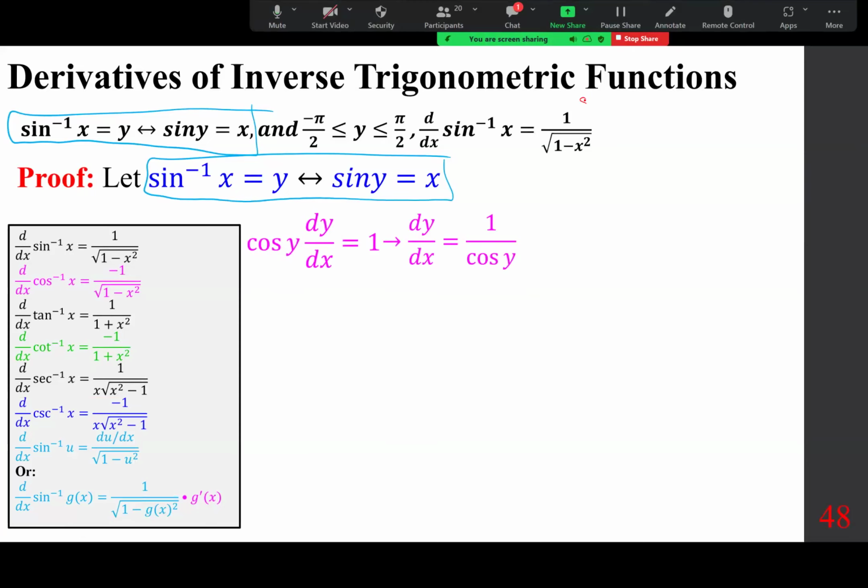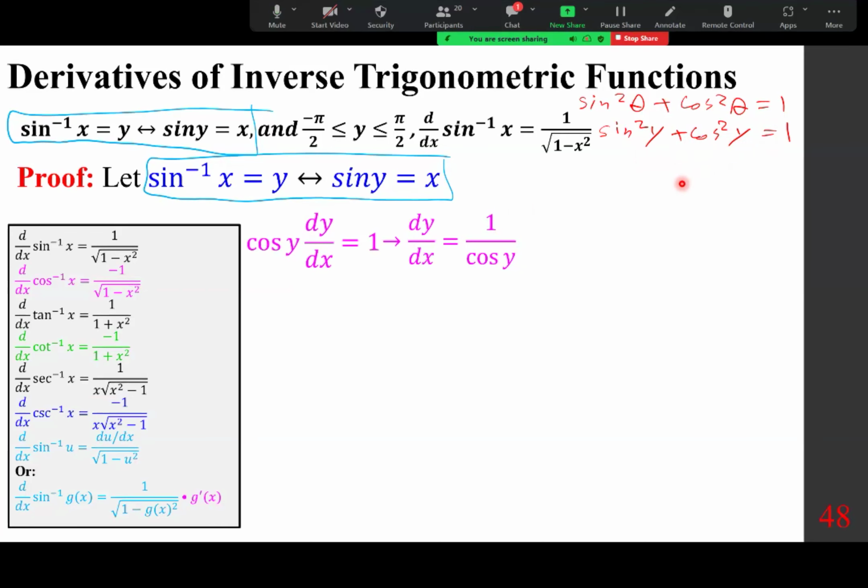We know that sine squared theta plus cosine squared theta is 1. This is one of those Pythagorean identities. Therefore, you can say sine squared y plus cosine squared y equals 1. So cosine squared y, that's what we want to find, is 1 minus sine squared. And cosine y is plus minus the square root of 1 minus sine squared.